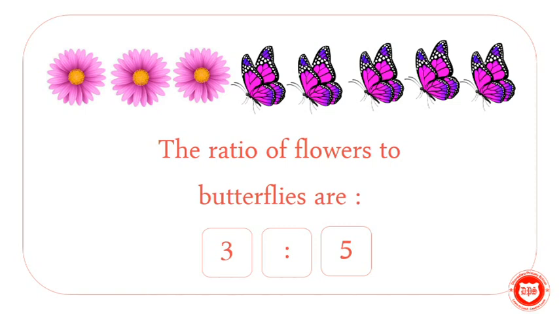Students, remember that when we write a ratio, the order of the terms in a ratio is very important. So here, the ratio of flowers to butterflies: first we have to write 3 and after that 5. So the ratio is 3:5.